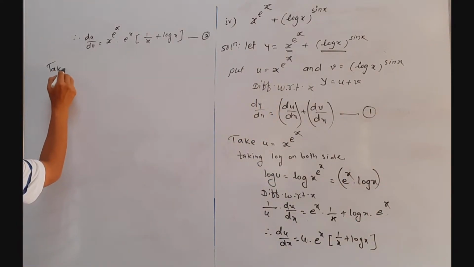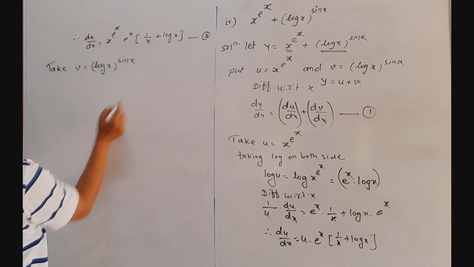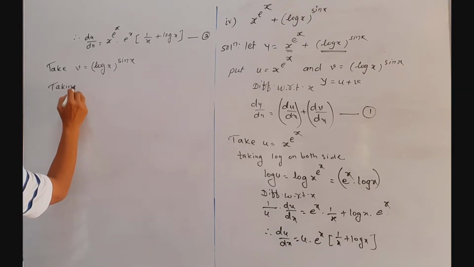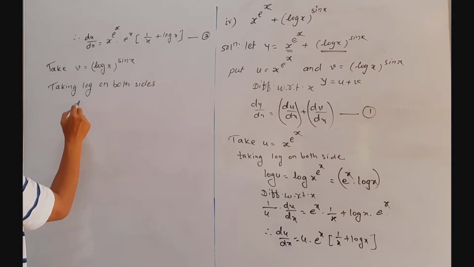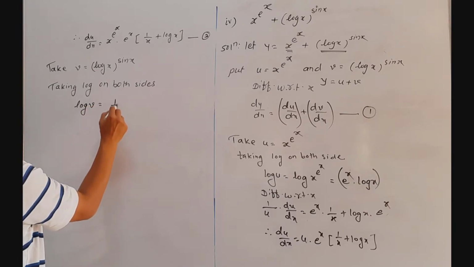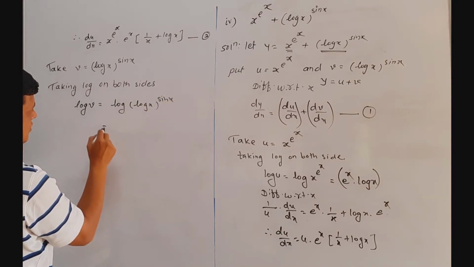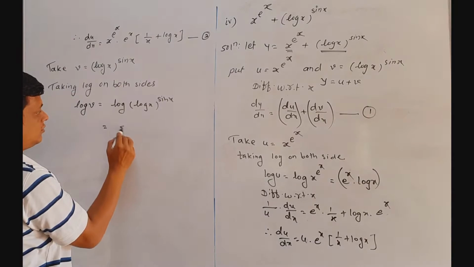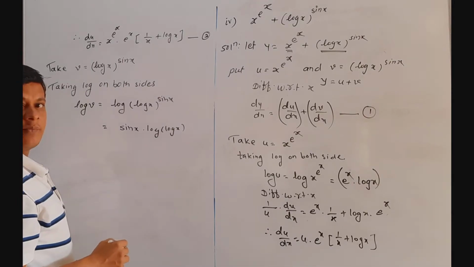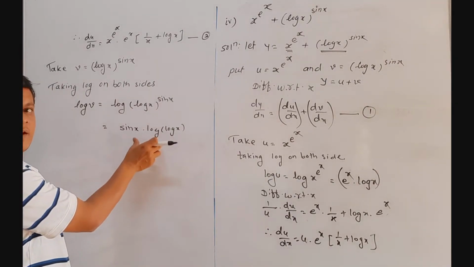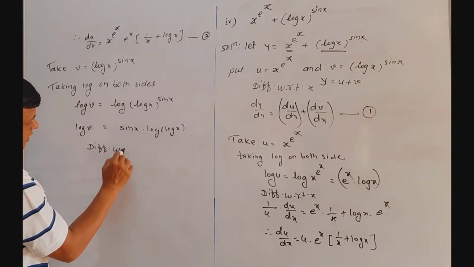Take v is equal to (log x) raised to the power sin x. So again, taking log on both sides, we write log v is equal to log of (log x) raised to the power sin x. We write this power as multiplication: sin x into log of log x. That means while differentiating we have to apply the product rule. So differentiate this function with respect to x.